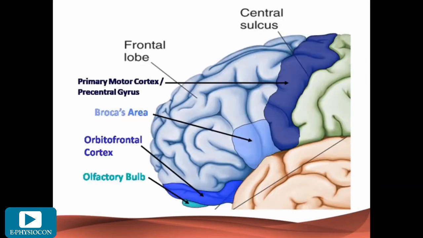In this image you can see clearly the frontal lobe. In the frontal lobe there is the primary motor cortex, precentral gyrus, Broca's area, orbitofrontal cortex and olfactory bulb. Near the central sulcus you can see the precentral gyrus, or we can say the primary motor cortex, which regulates the motor function of the body. And this is Broca's area, the motor speech area. Here you can see the orbitofrontal cortex and olfactory bulb.